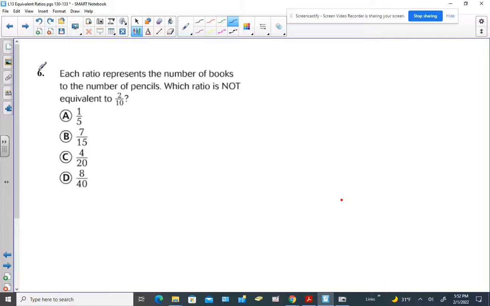Hey everybody, Mrs. Bianchi. We're looking at number 6. Each ratio represents the number of books to the number of pencils. Which ratio is not equivalent to 2/10?